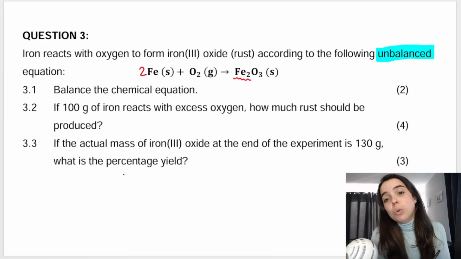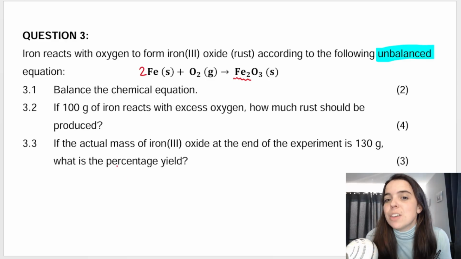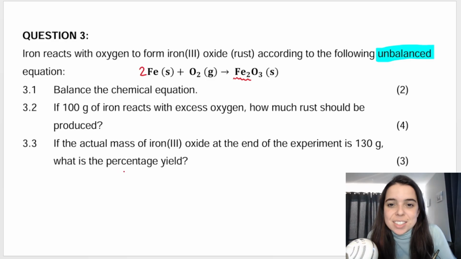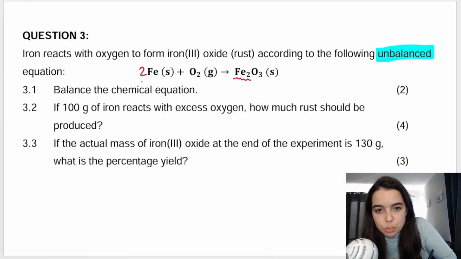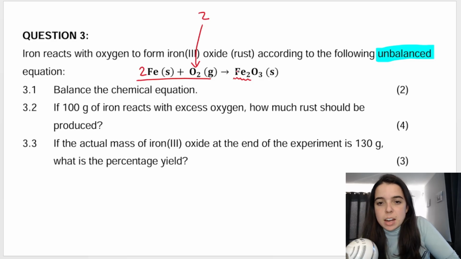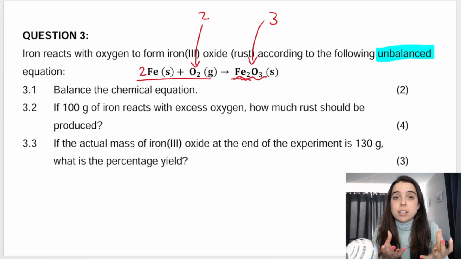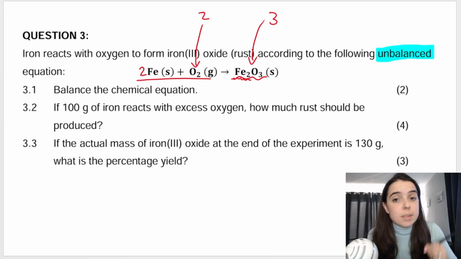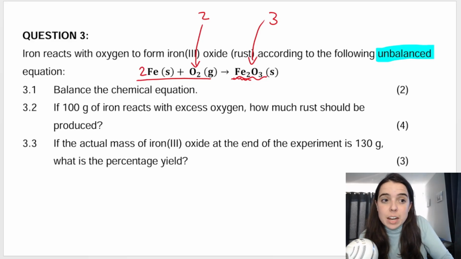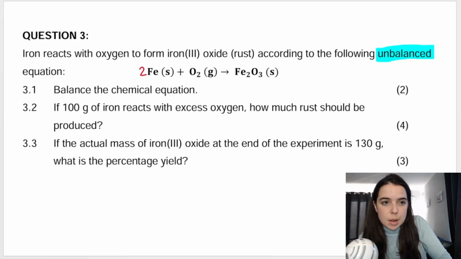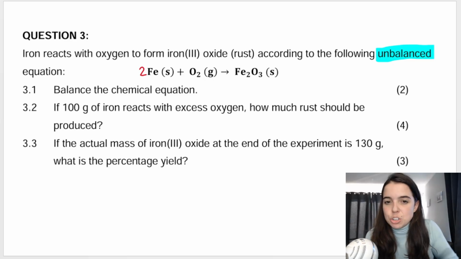Now you might say, okay, cool, the irons are balanced, but the oxygens are not balanced. Look at this side. The left-hand side of the equation has 2 oxygens. The right-hand side of the equation over here has 3 oxygens. Those are unbalanced. So the best way is to think of the smallest number both 2 and 3 can divide into, and I think of 6. So getting them to the lowest common multiple essentially.